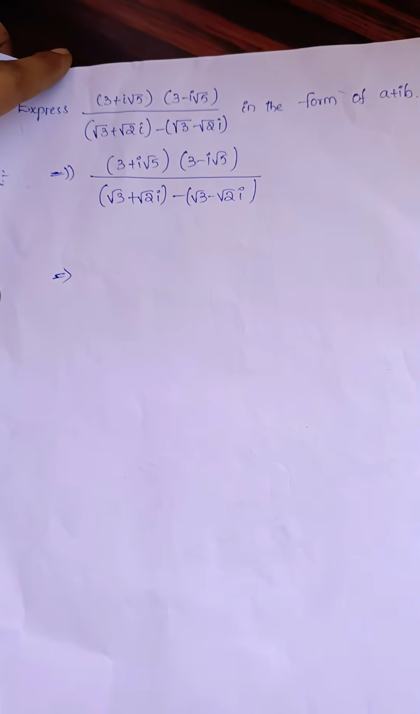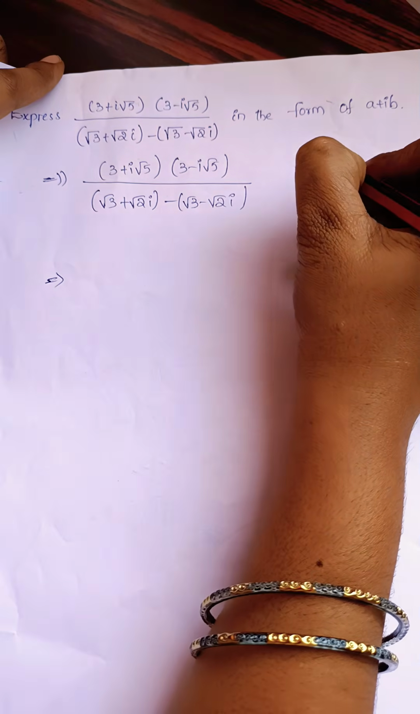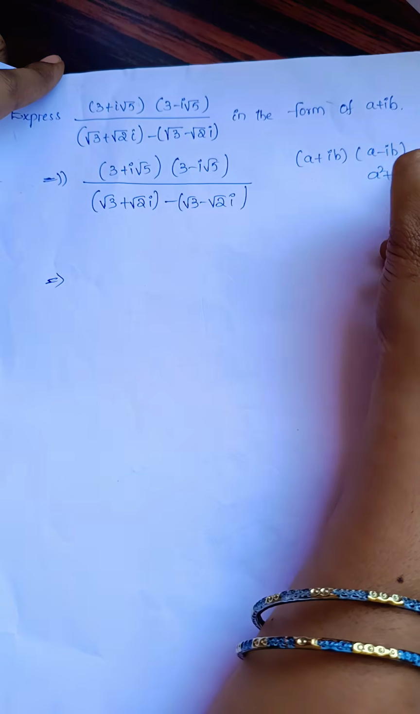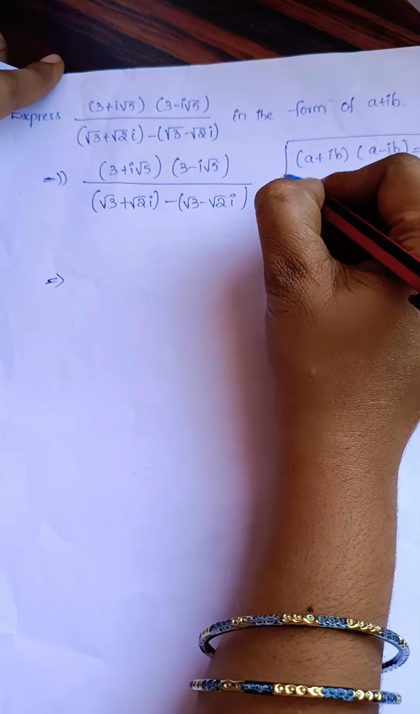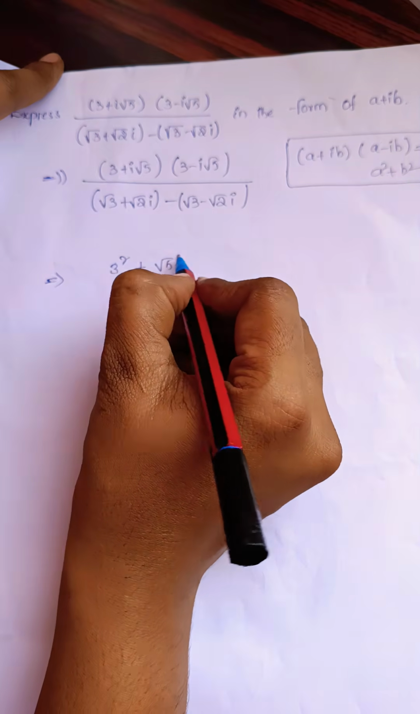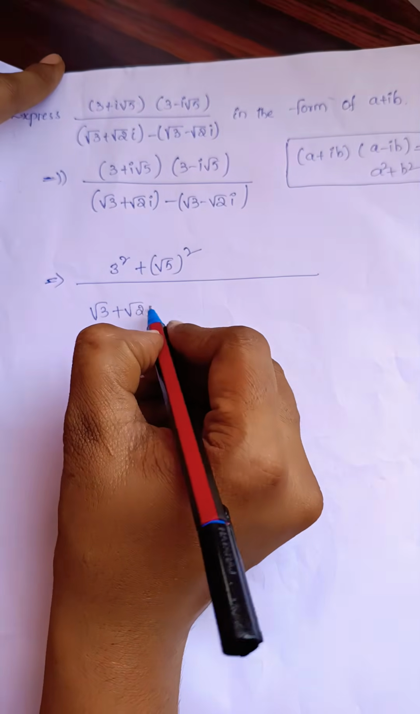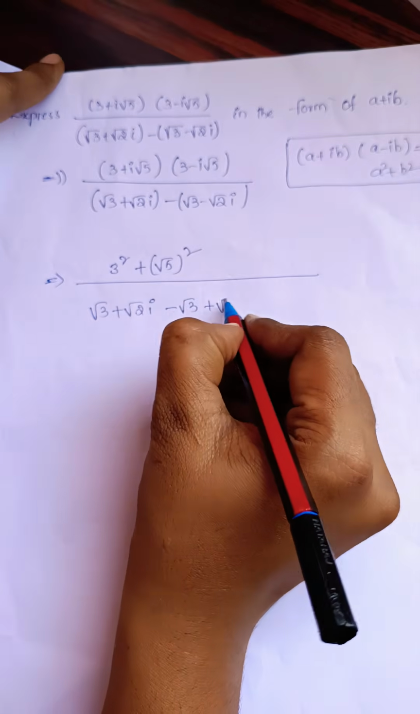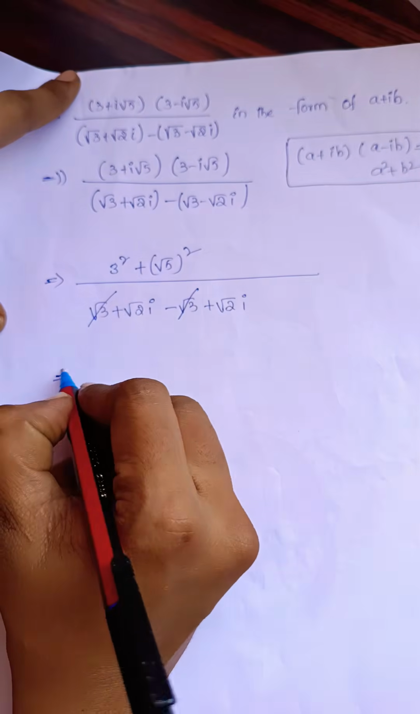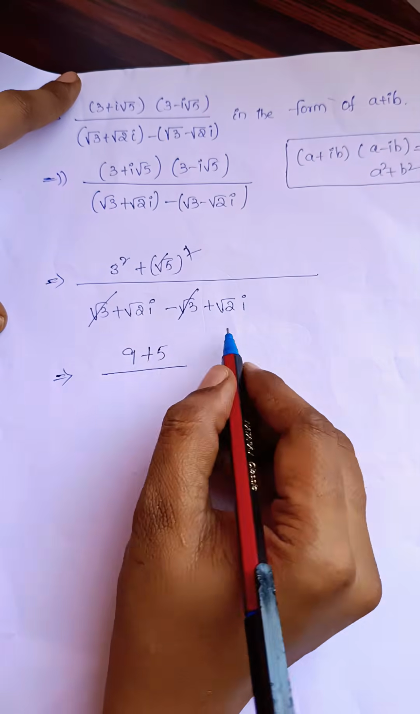The numerator is in the form of (a + ib)(a − ib), which is one of the formulas. (a + ib)(a − ib) equals a² + b². Apply this formula to the numerator. 3² + (√5)² divided by √3 + √2 i − √3 + √2 i. Here √3 cancels. In the numerator, 3² means 9, and the square and square root cancel, so 9 + 5 divided by √2 i.